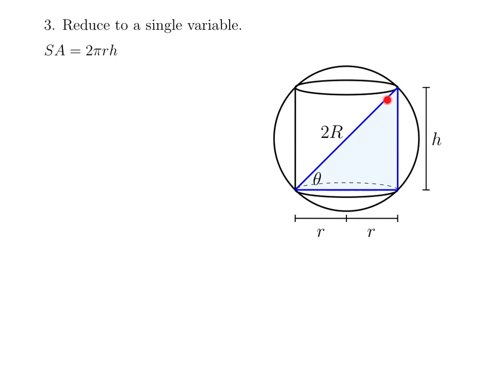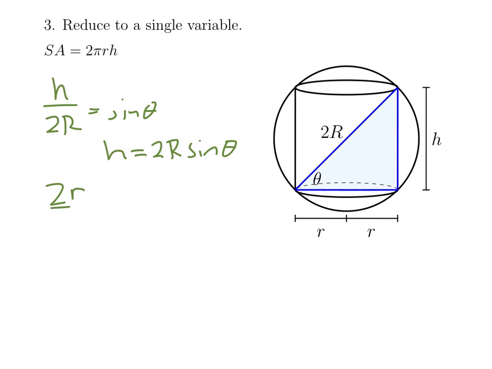In order to reduce our expression to a single variable, I'm going to exploit this right triangle, where one side corresponds to the height of the cylinder, another side corresponds to twice the radius of the cylinder, and the hypotenuse is twice the radius of the sphere. Since the opposite side divided by the hypotenuse is the sine of the angle, we see that the height of the cylinder is twice the radius of the sphere times sine of theta.